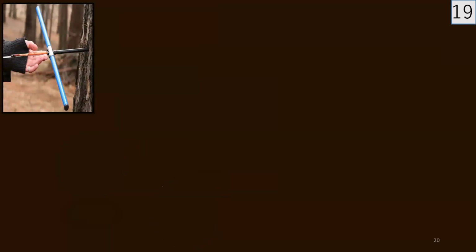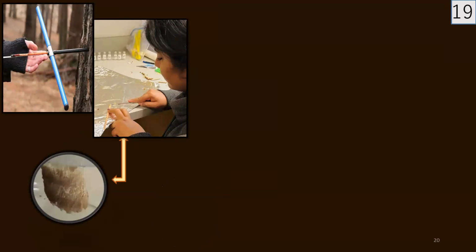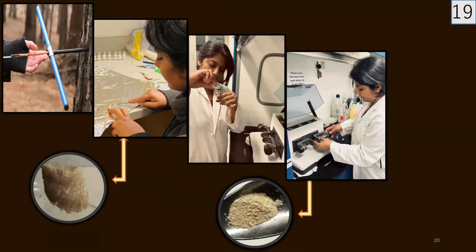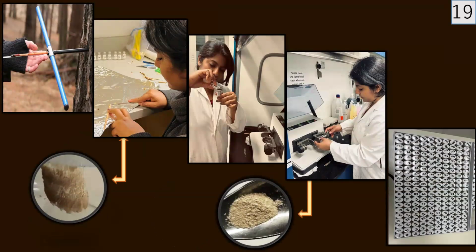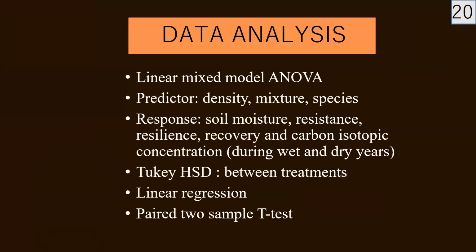So what we did is we collected tree cores, and we already had the drought years 2019 and 2020. I segregated that particular portion of the tree core and ground it so that it became a fine powder. Then we put them into samples and sent them to the University of Toronto, where they were further analyzed in their mass spectrometer, and they gave us the isotopic values, that is, the delta carbon-13 values. Okay, so this was our methodology for data collection.